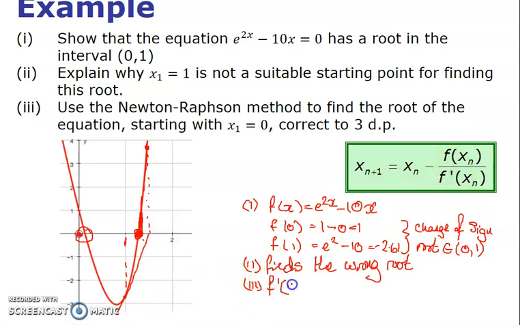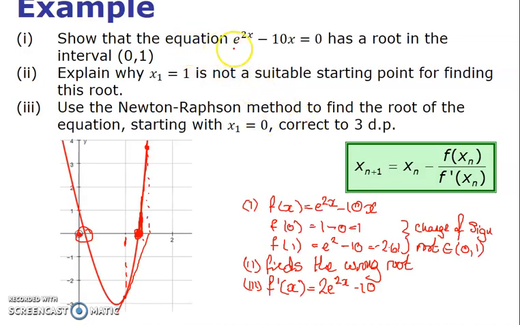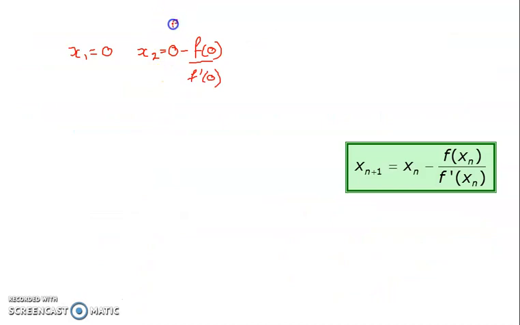I'm going to find f dash of x, and f dash of x is 2e to the 2x minus 10. Therefore, I'll go on to the next slide. We've got this formula that says if x1 equals 0, x2 will be, using my formula, 0 minus f of 0 over f dash of 0. If we just go back, remember what that was: f of x is e to the 2x minus 10x.